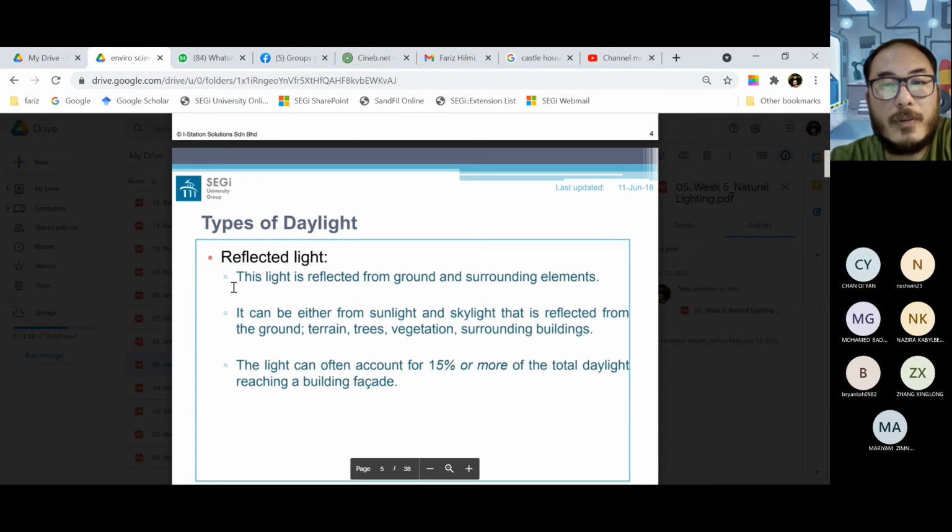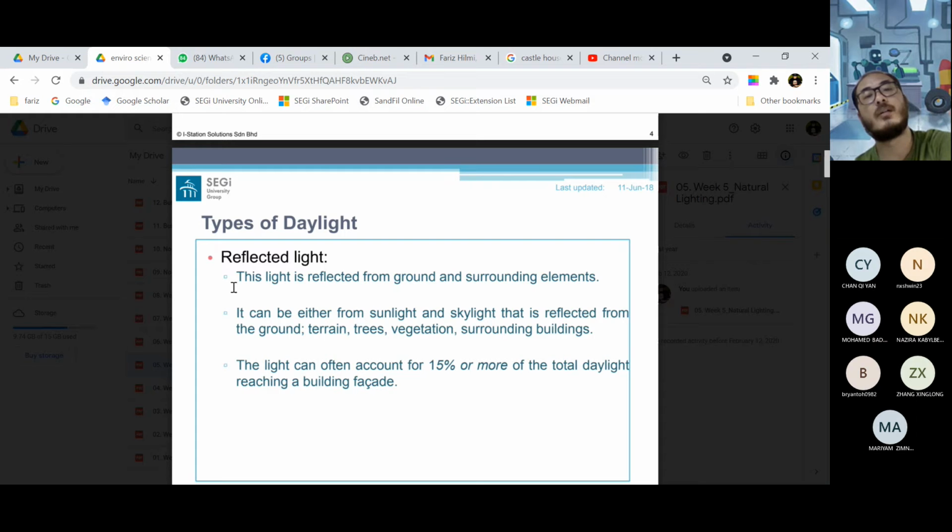Reflected light also depends on where it is reflected: on the ground, on the snow, from other buildings, from water bodies, or from other elements. Sometimes it's a natural element, sometimes it's artificial, maybe cars or computers, so many things reflect the sunlight.